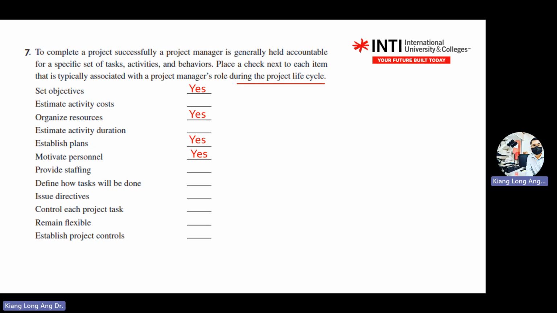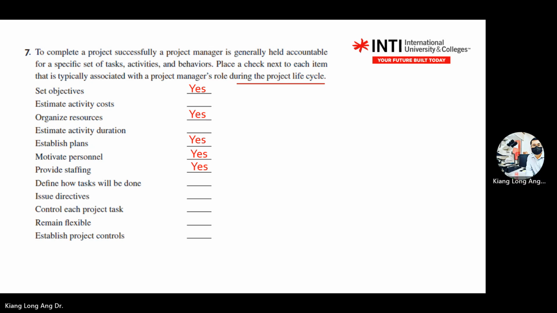Provide staffing. Correct or not? The textbook answer is yes. Why? Provide staffing here deals with project management. Staffing here is more about what resources you need. Define how task is done. No.